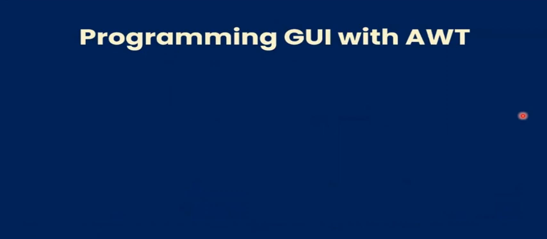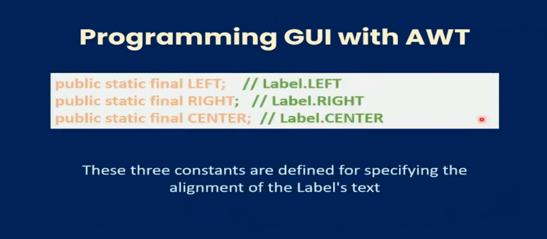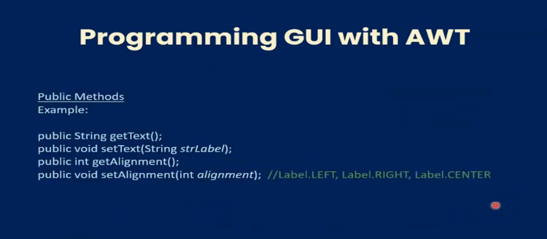A constant is a variable whose value cannot change. For example, these three constants are defined for specifying the alignment of the label text. They are fixed. They are static, so once assigned they cannot change. The value cannot change once it has been assigned. Okay?